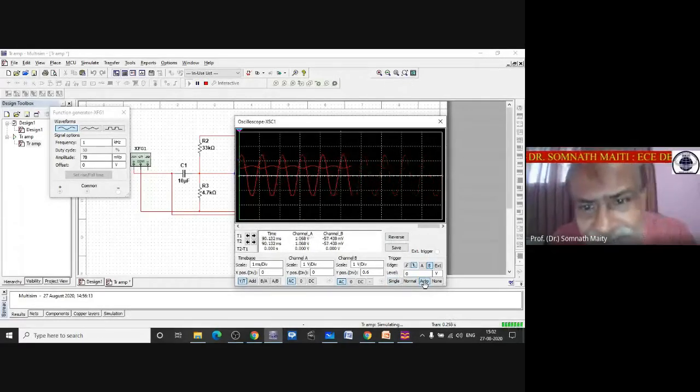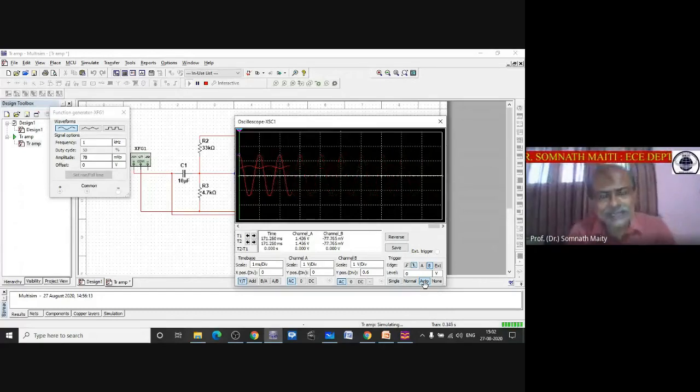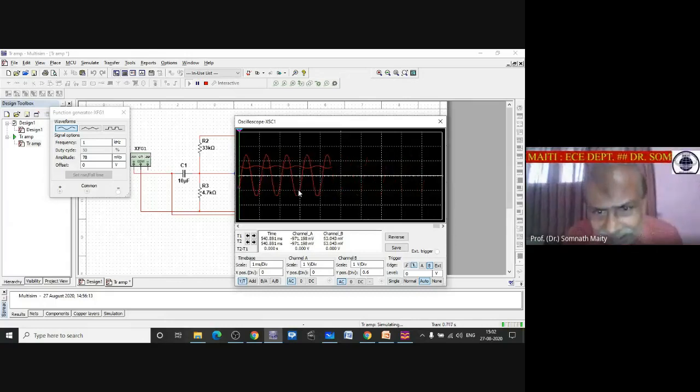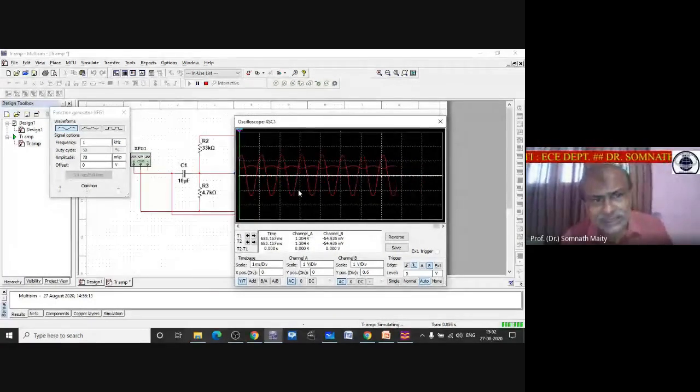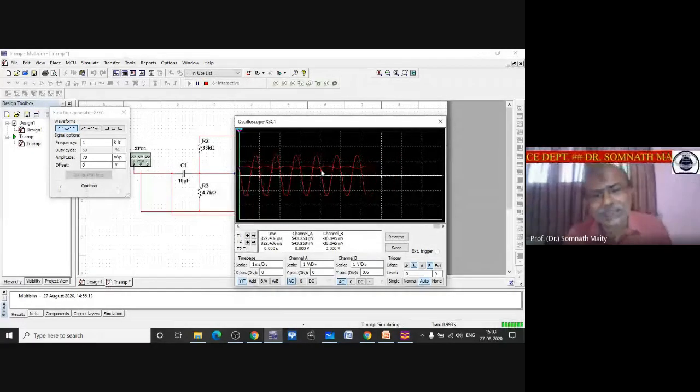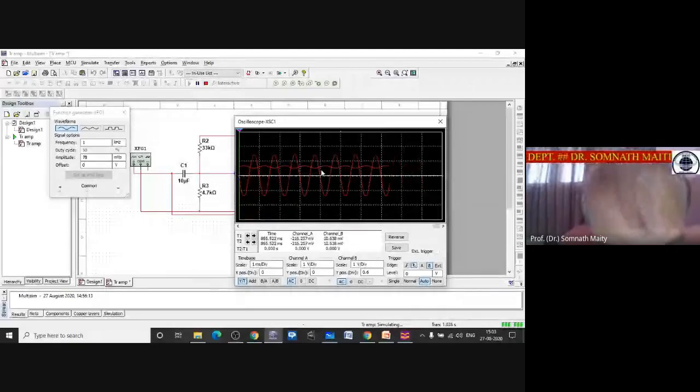Can you visualize this? You will find two signals. One is small, another is large. Is it okay? The smaller one is the input signal, the larger one is the output signal. Then what does it mean?